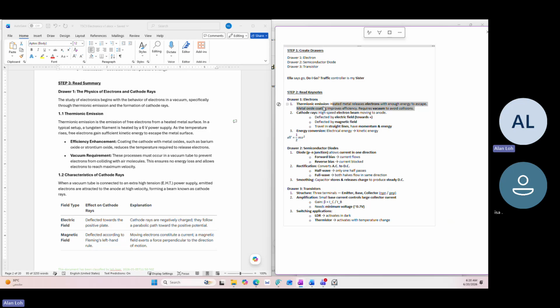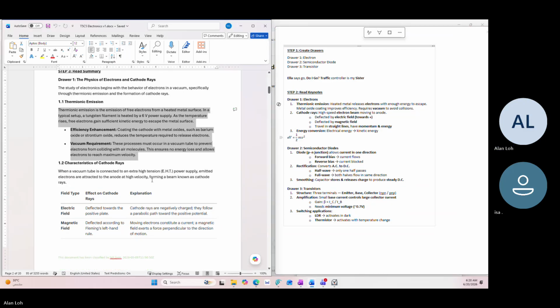This key principle is about the releasing of an electron when it is hit on the metal, right? Okay. So the same goes for point number 2, cathode ray, right? So till this 1.3, let's do 2 minutes. Let's start now.